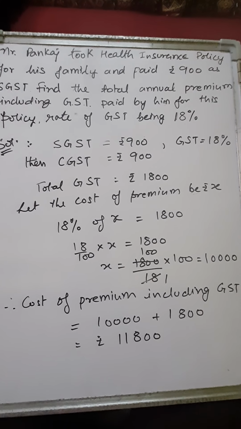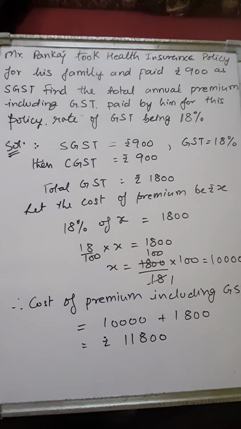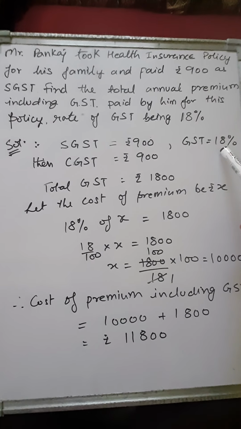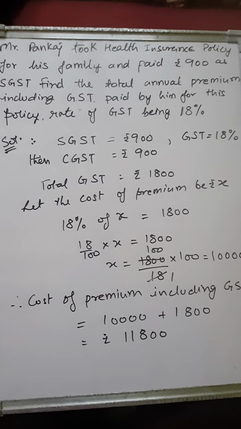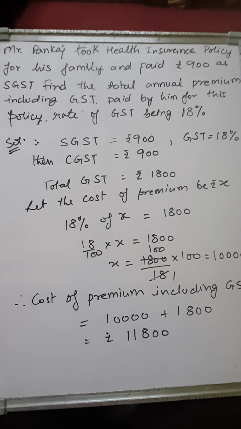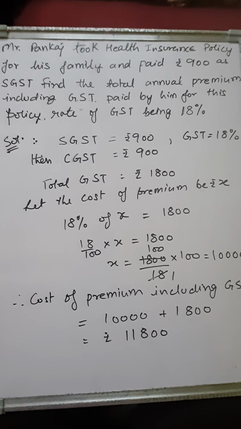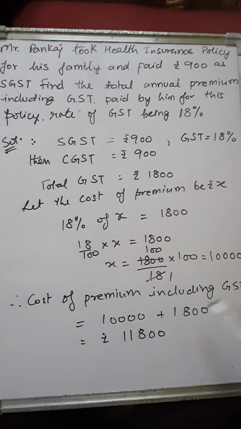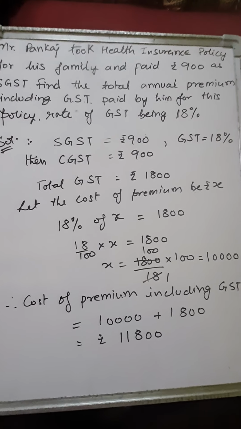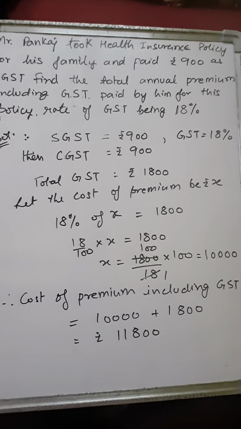Right, children? Remember, SGST and CGST will be the same. Right? 18% GST is charged. That means 9% is SGST and 9% is CGST. Right? And SGST is given here as 900. So CGST will be 900. So this way we can calculate the total GST and further we can calculate the total cost of the premium including GST. That will be 11,800. Right, children? Note down, please.